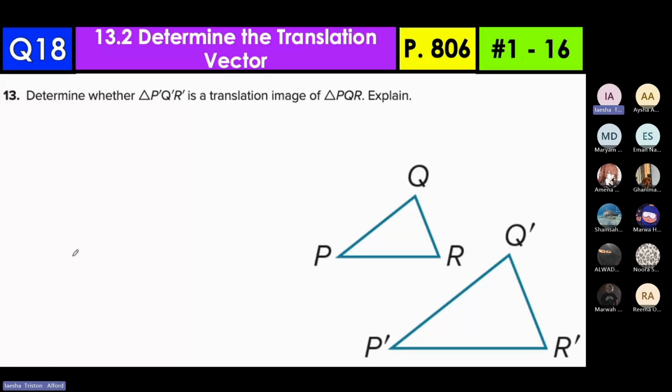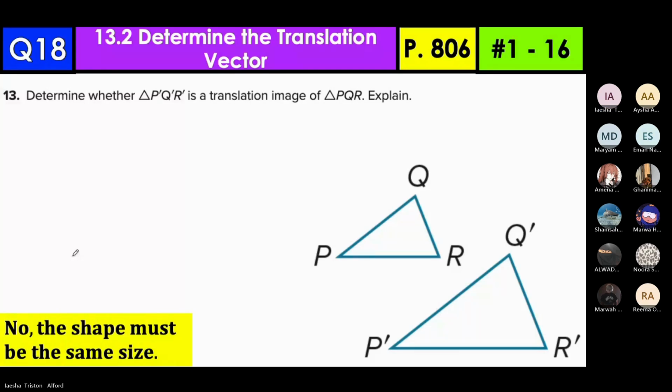No. Why? Because the shapes aren't the same. What's the difference about it? The sides. The size. So correct. So no, this is not a translation. The shape must be the same size.